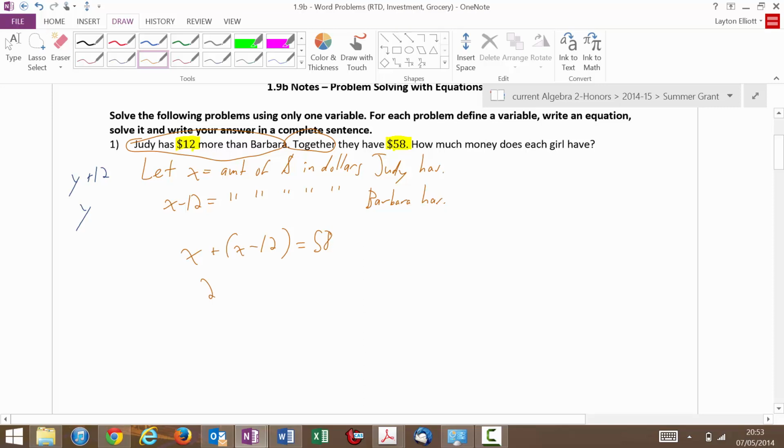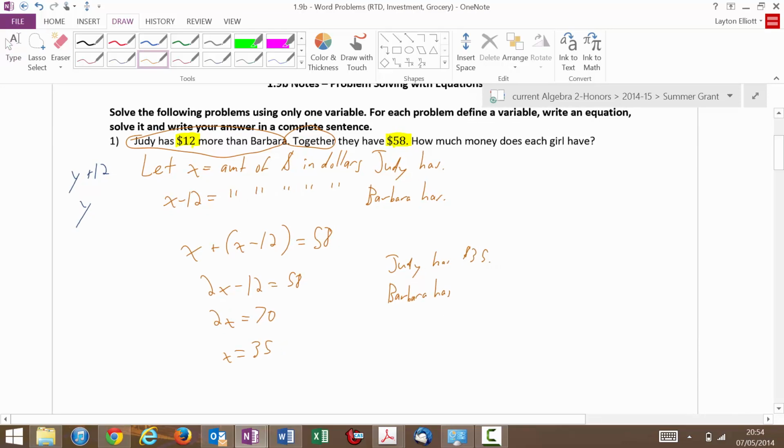I can drop the parentheses because of the associative property of addition. And then we can add 12 to both sides. I have 2x is equal to 70. Divide both sides by 2. x is equal to 35. As a final answer, I would say that Judy has $35, and I'll do a second sentence: Barbara has 35 minus 12, which is 23. And that can be my final answer.